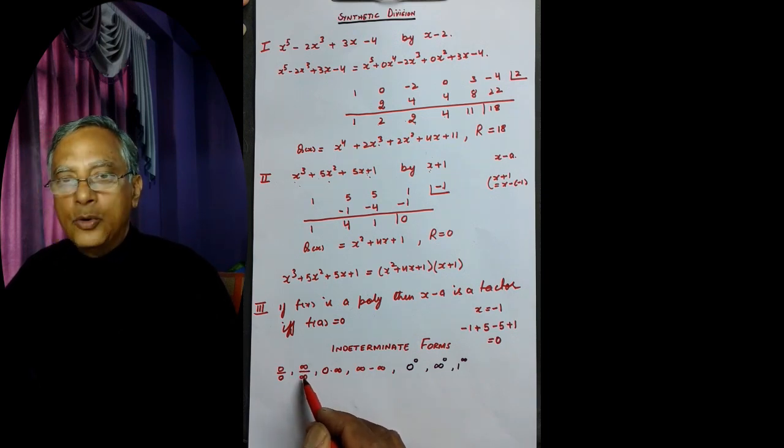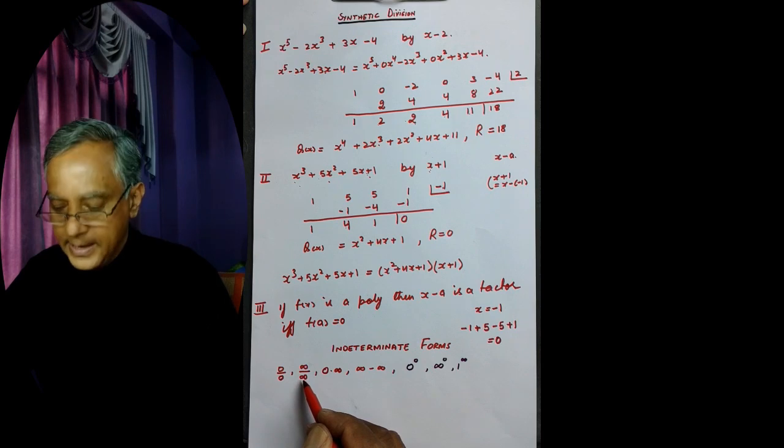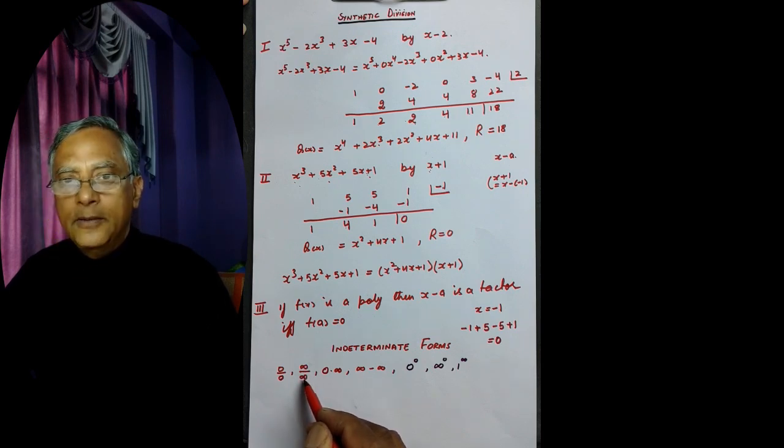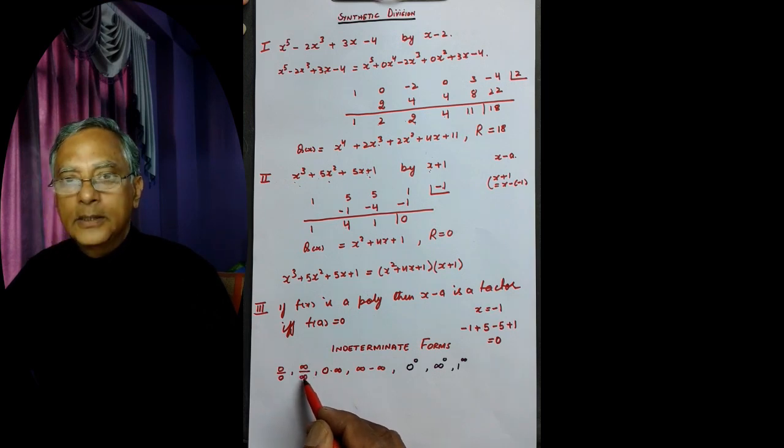Infinity divided by 2 is infinity. Infinity divided by 3 is infinity. So infinity divided by any number will be infinity. And any number over infinity will be 0. And if two numbers are equal, the answer should be 1. So we cannot say anything about this, whether it is 0, infinity or 1.